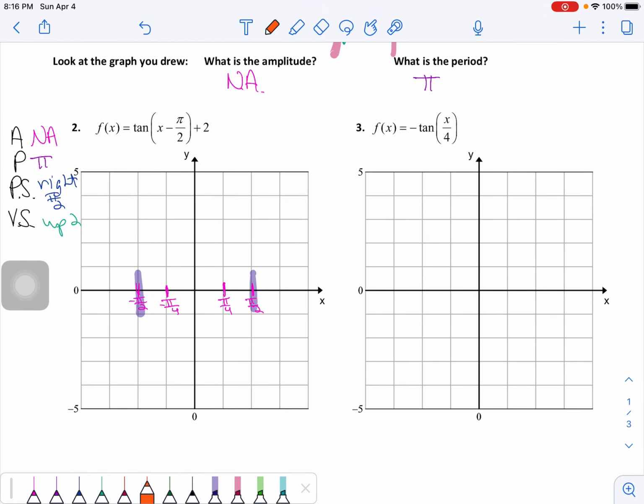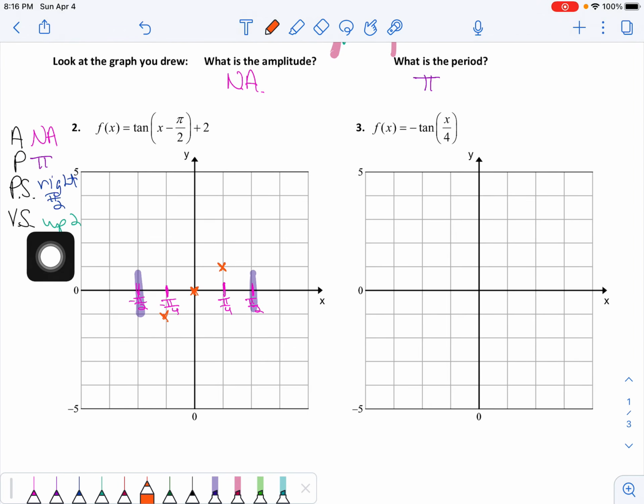All right. So what does the tangent curve normally look like? Well, it's an increasing function. So between your 2 asymptotes, you have 3 critical values. Negative pi over 4, 0, and positive pi over 4. So you're going to start negative 1, 0, positive 1. But all of this has to shift right pi over 2. So it's going to be right 2 spaces and up 2 spaces.